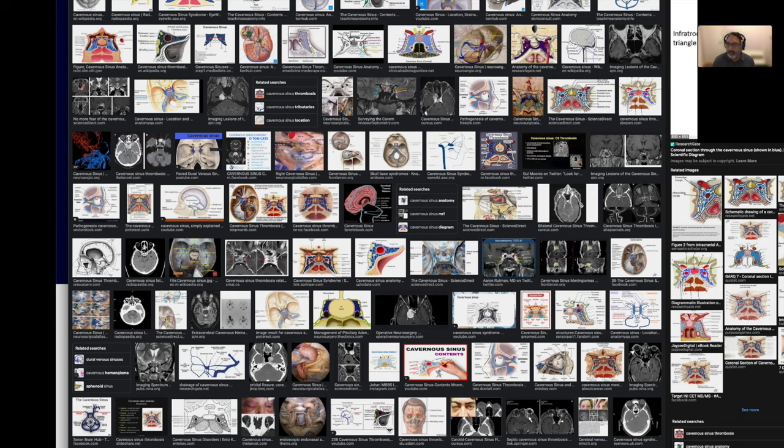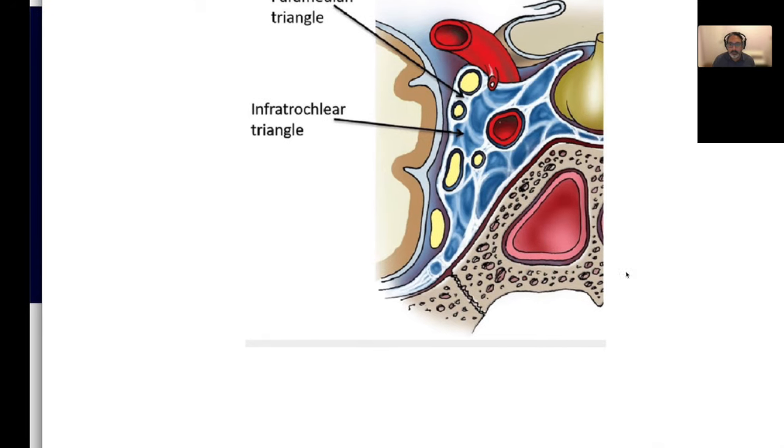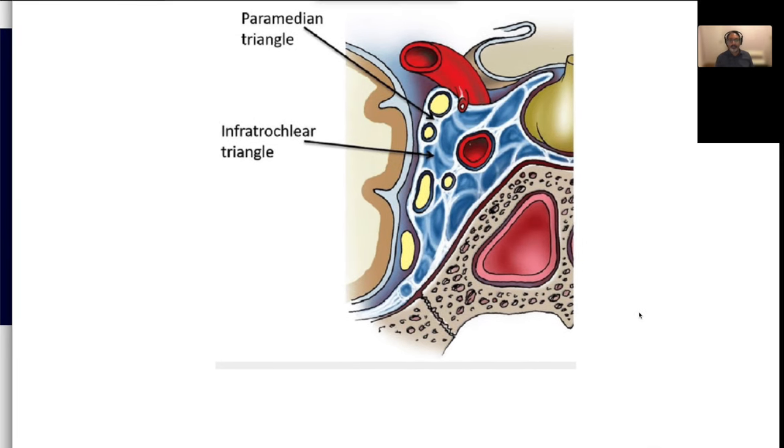Which one should I write? I think that's a... open image. Google is the best for anatomy, really. Okay, so that's the pituitary stalk.